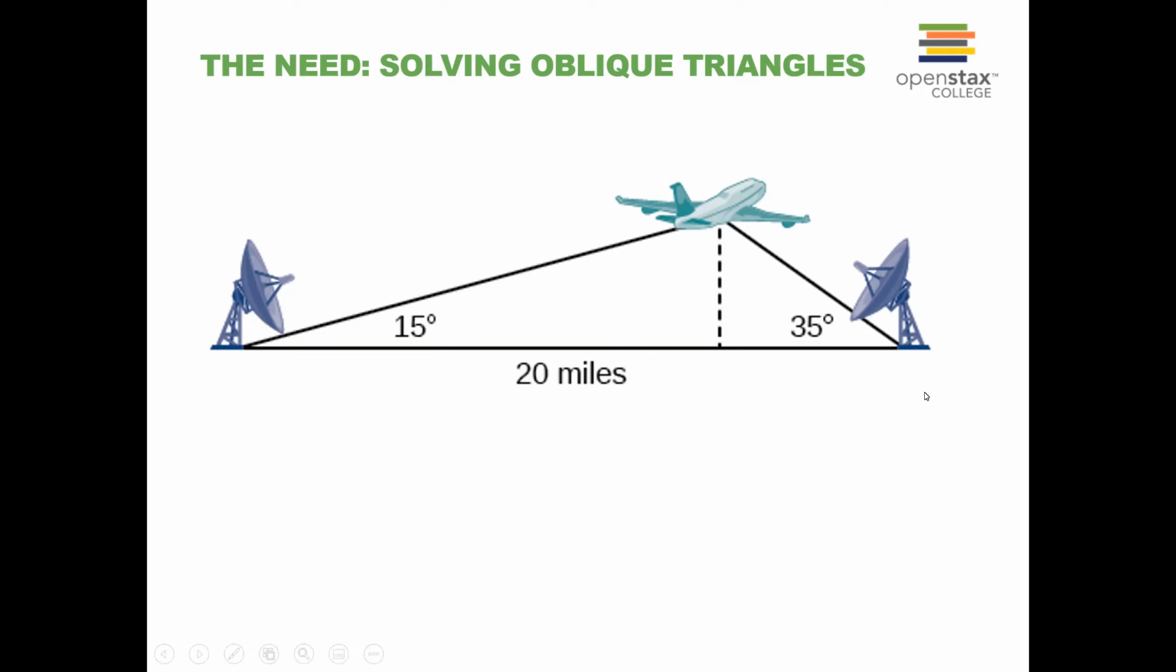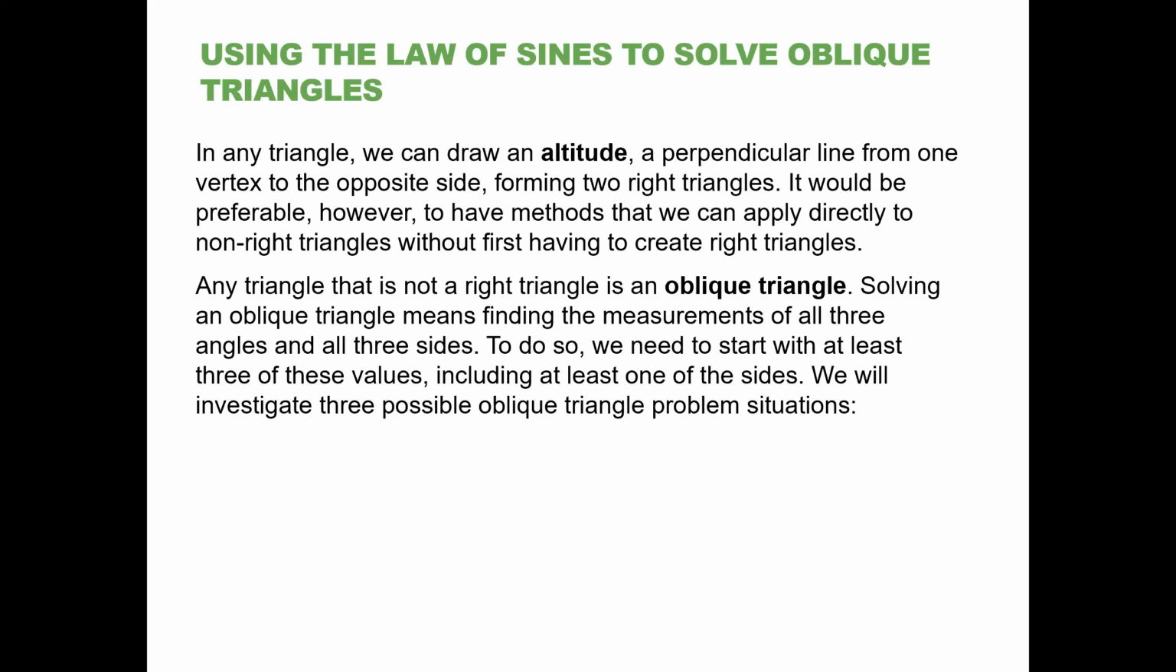Well, one way to go around it is to put a perpendicular line to the ground from one of the vertices, and then look at one right triangle and another right triangle. That's the way of going around it. But we want to be able to work with oblique triangles directly without forming two right triangles. And the law of sines will help us in that.